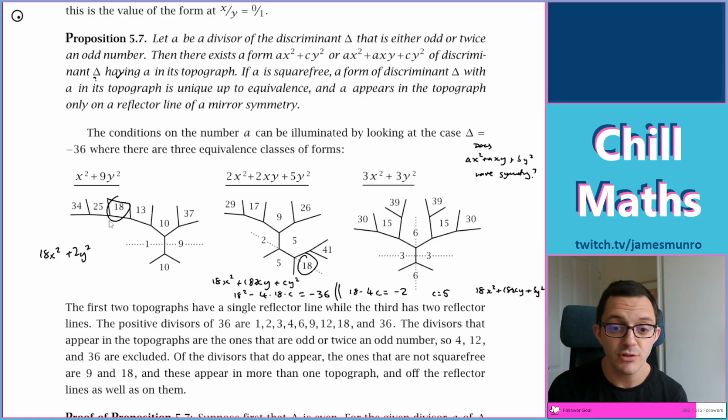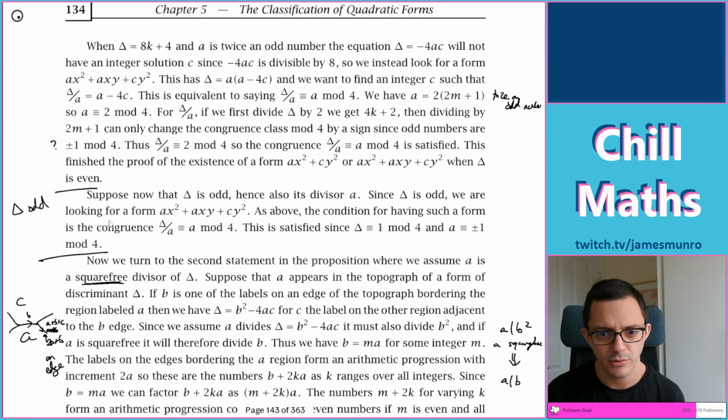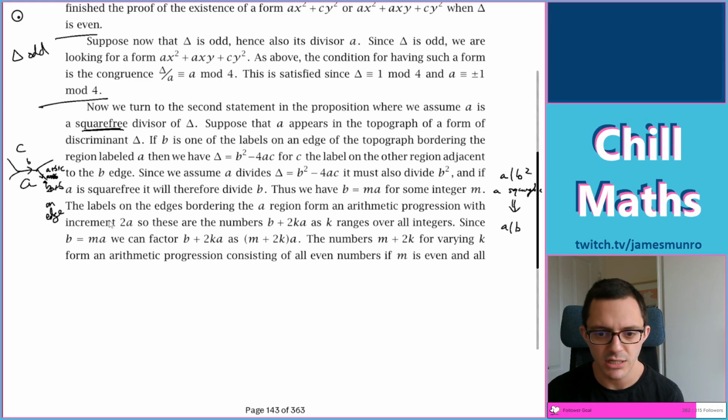Well, I suppose it's true that there exists something of that form of discriminant minus 36 having A in its topograph. So now I've got two cases. I've got 18x squared plus 2y squared, and I've got 18x squared plus 18xy plus 5y squared, and those are not equivalent. And I'm interested in the fact that 18 appears in both. Well, 18 is not a multiple of 4. So these discriminants are supposed to be equal. I think they are equal. I think they're both minus 36.